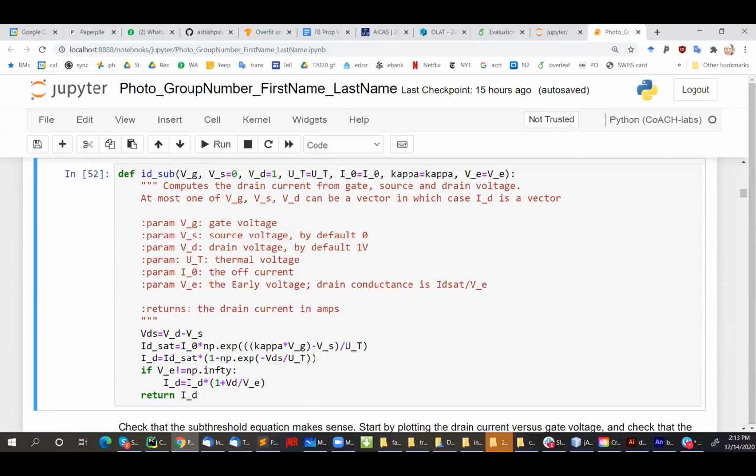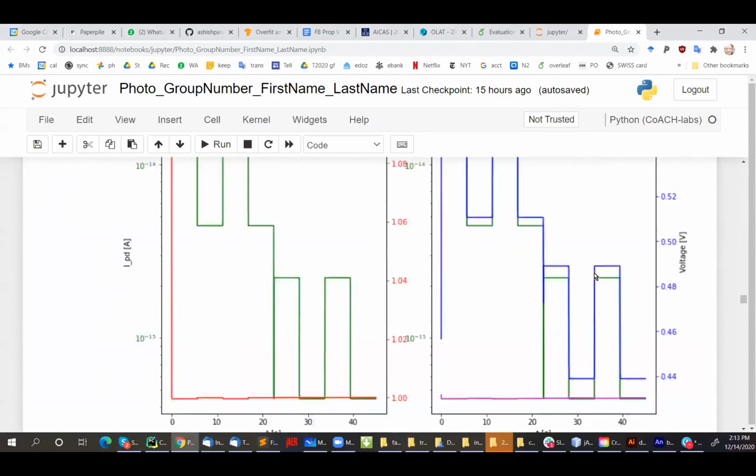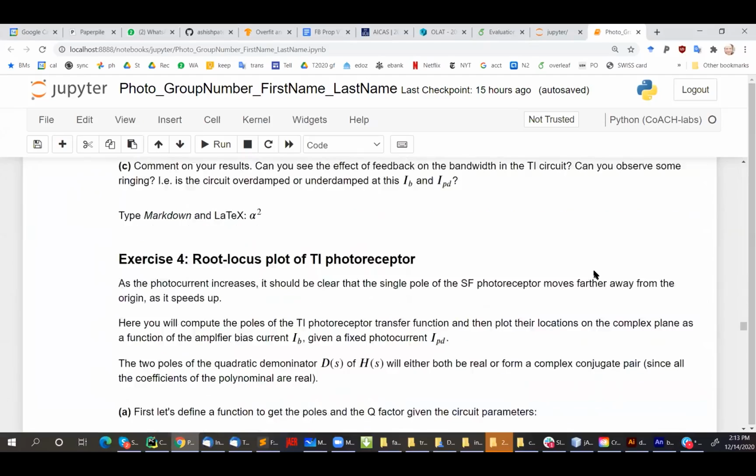Can you see the notebook now? Go down and look at that simulation. Yes, we can see it. You can see it, right? Mhm.